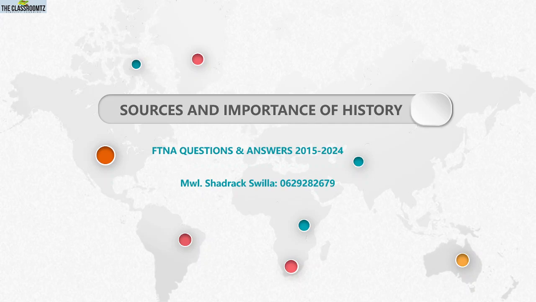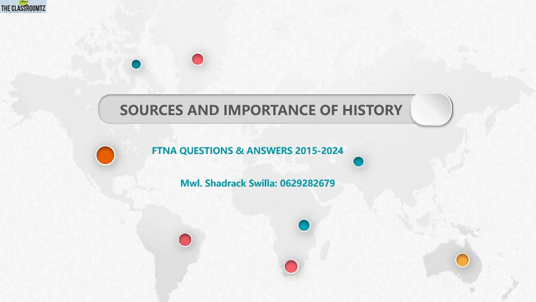So for today in our channel, we are going to have a discussion different from the previous ones. Today we are going to start checking questions and answers topic-wise, from the first topic of Form 1 to the last topic of Form 4. The first topic of Form 1 is referred to as sources and importance of history.